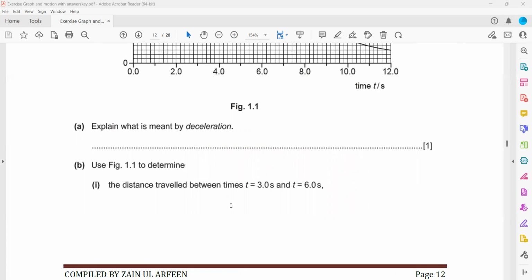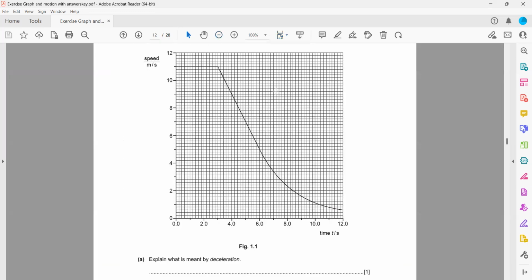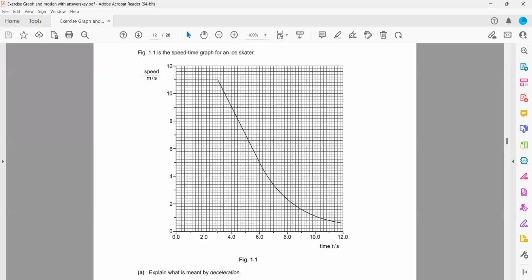Then the second part: the distance traveled between 3 seconds and 6 seconds. It's a speed time graph, so we have to take the area under the graph to work out the distance. So this is 3 to 6 seconds. From 3 seconds to 6 seconds, it will make two shapes. If I draw this horizontal line, it will form two shapes. One is a triangle, and the other one is a rectangle.